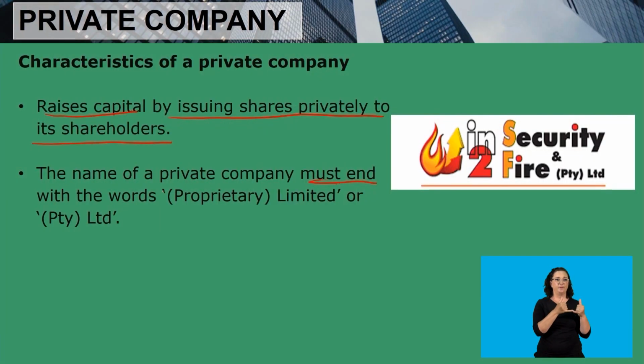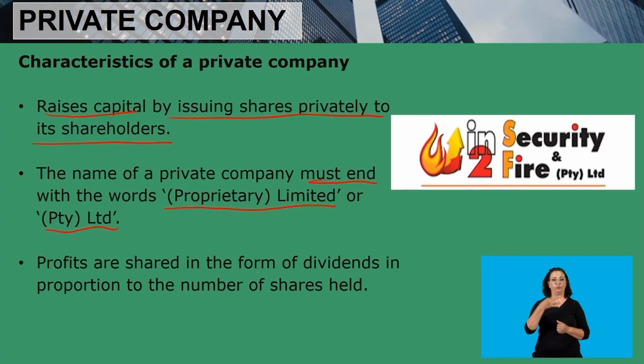The name of a private company must end with the words Proprietary Limited or Pty Ltd. So if you want to start a private company, you need to know that the name has to end with Proprietary Limited or Pty Ltd. That would be a clear indication that that form of ownership is a private company.